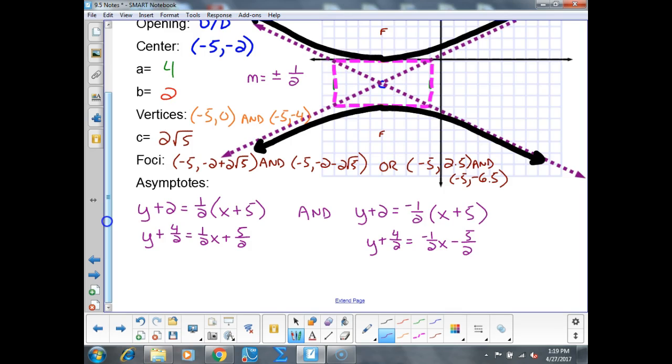Okay, but I got to subtract 4/2 because this is 5/2. In order to subtract them, I got to have common denominators. Right. So this one is y equals 1/2 x plus 1/2. And this one is y equals negative 1/2 x minus 9/2. And those are my two estimates.